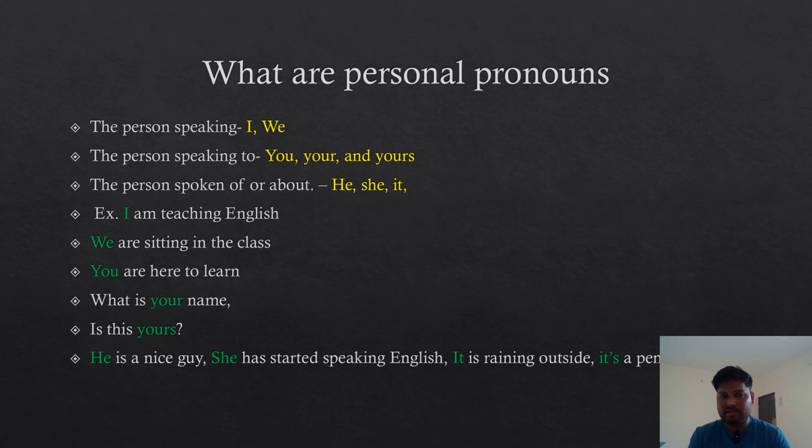Now let's look at some examples. I am teaching English. We are sitting in a class. You are here to learn. What's your name? Is this yours? He's a nice guy. She has started speaking English. It is raining outside. So all these words are different kinds of pronouns: first person, second person, and third person.